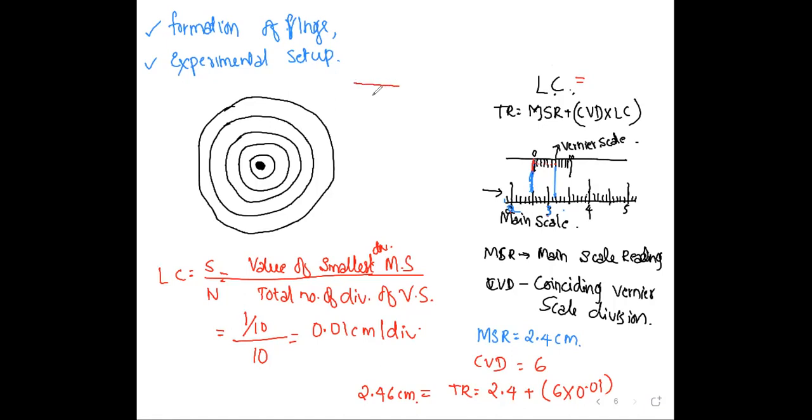Let me redraw it again. So this is our Vernier caliper. This is our main scale. This is 2 and 3, and the middle is 2.5. And this is our Vernier scale. 0 1 2 3 4 5 6 7 8 9 10. There are 10 lines. This is 0 and this is 10.